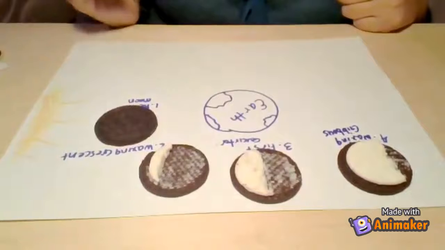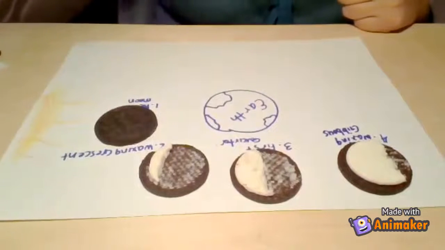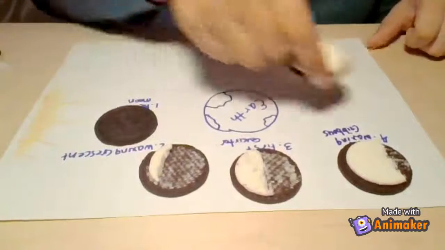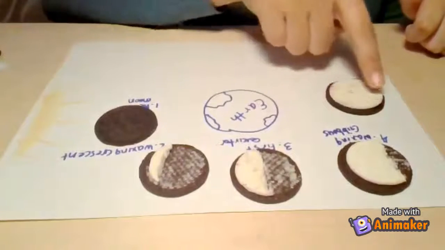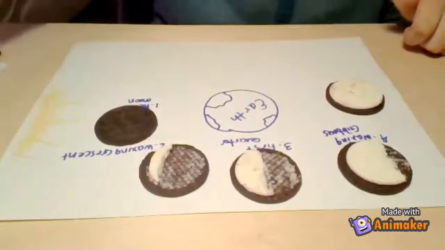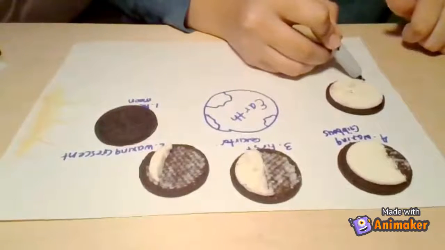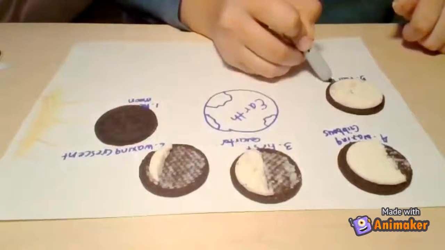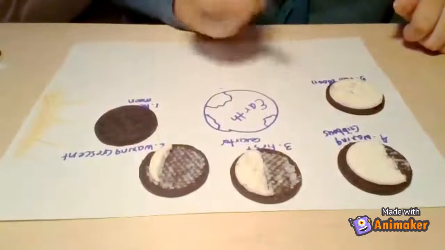All right, great job so far. Our fifth phase is the easiest one. It's a full moon. All of the moon is being illuminated by the sun. Easy, we don't have to scrape anything off. But don't forget, we need to identify it as a full moon.